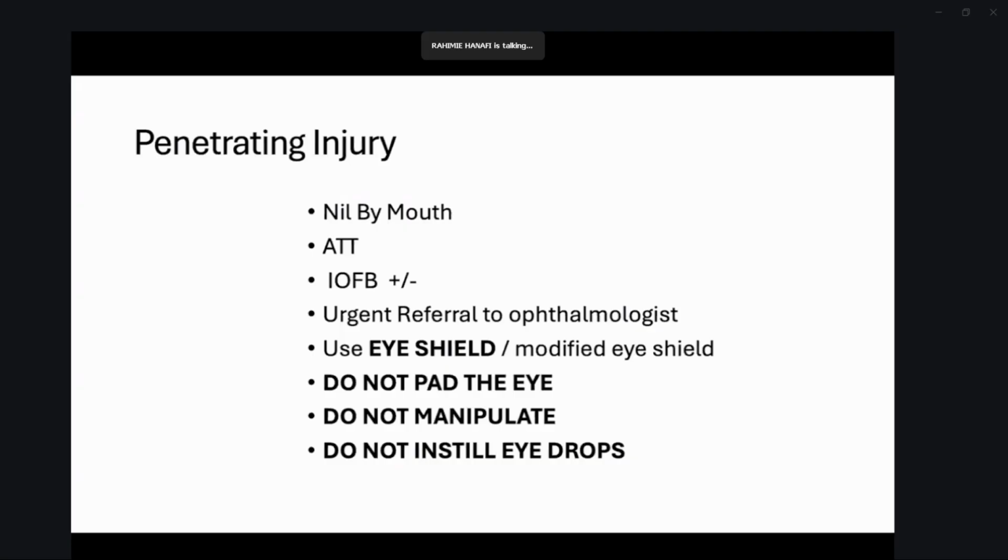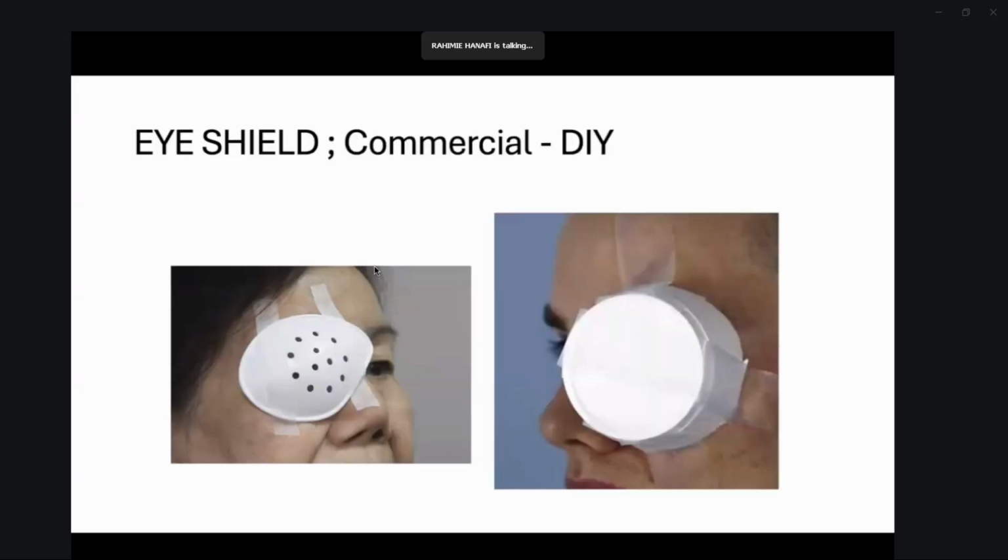Patient won't be cooperative, and do not instill any eye drop as well. Okay, so this is the example of the eye shield. Of course, this one is the commercial one. But if you don't have it in your premise, in your clinic, we can just do the DIY.